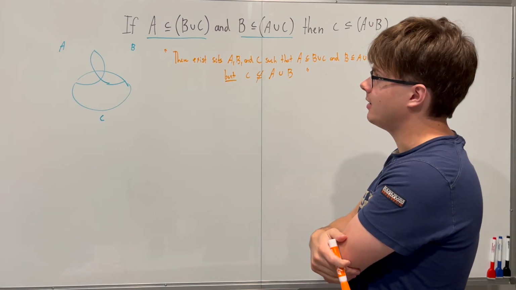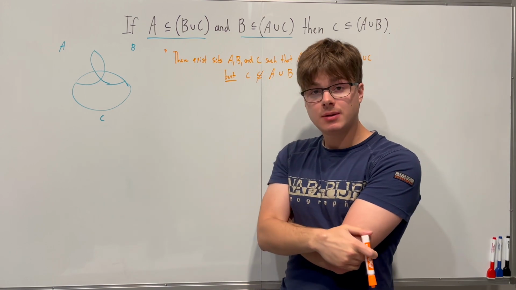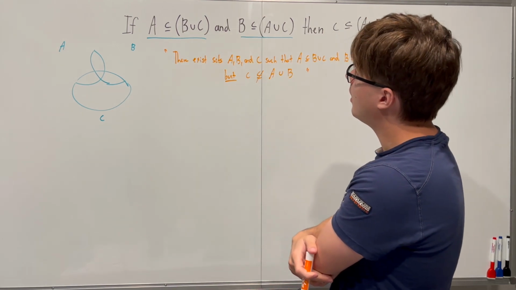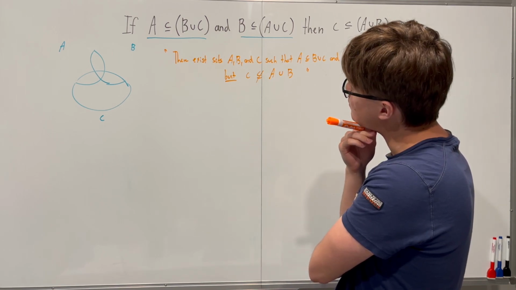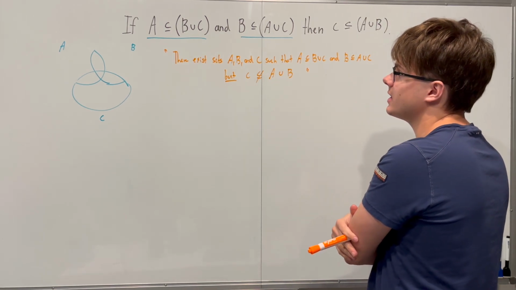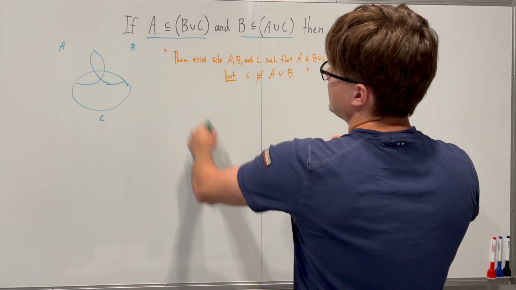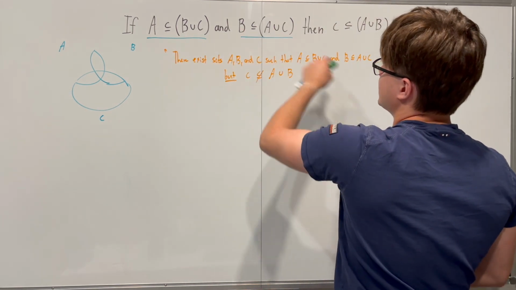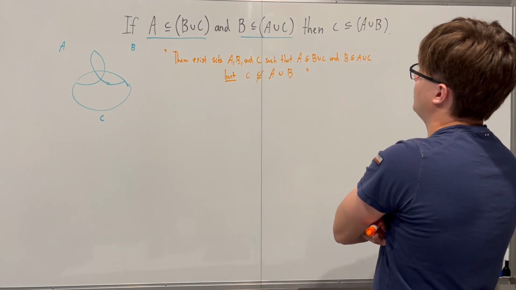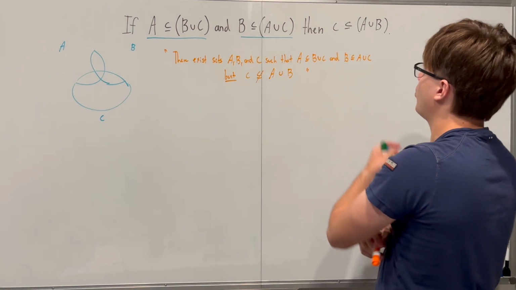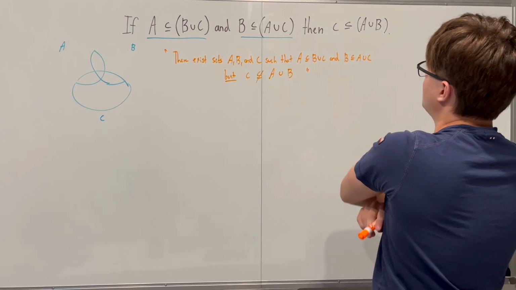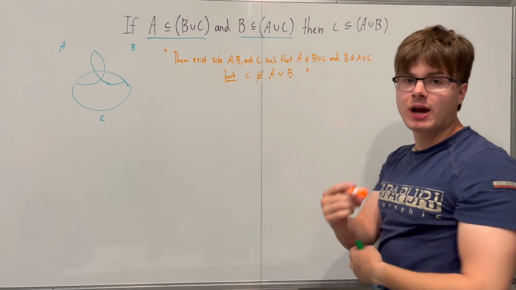Let's think about that. Maybe we can say A and B are the empty set? Yeah, we can say A and B are the empty set, because the empty set is a subset of anything. But then if C has, let's say, the element 1, 1 will not be a subset of the empty set. Yeah, okay, that should work.